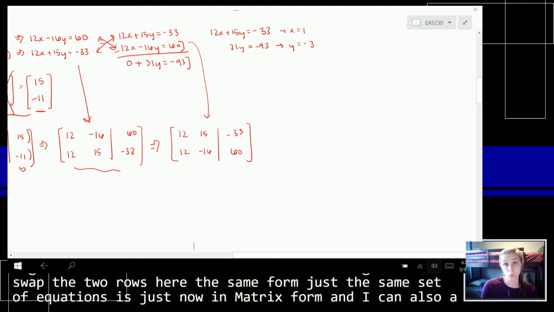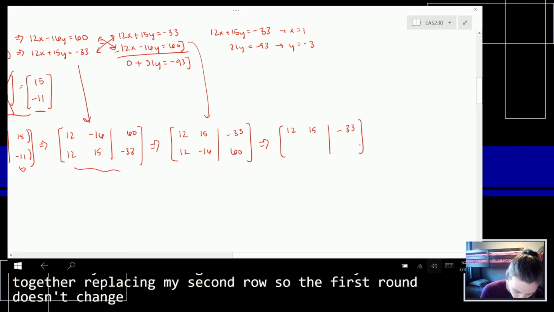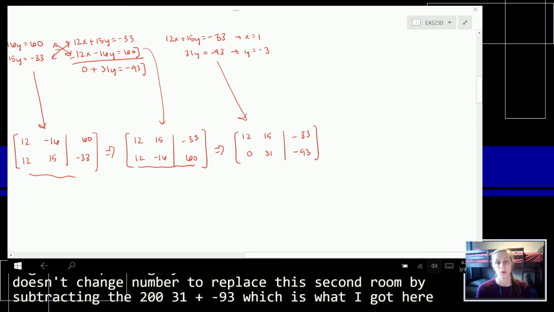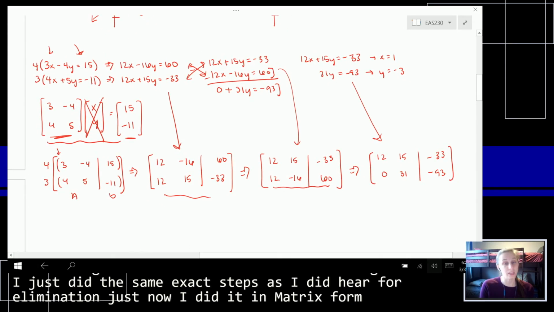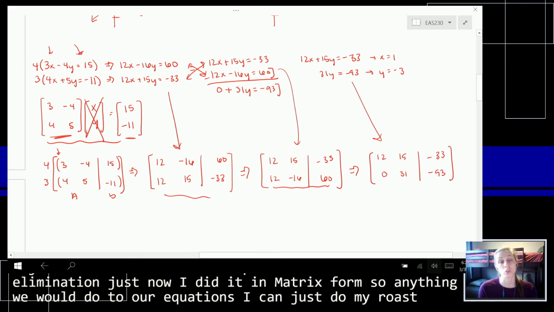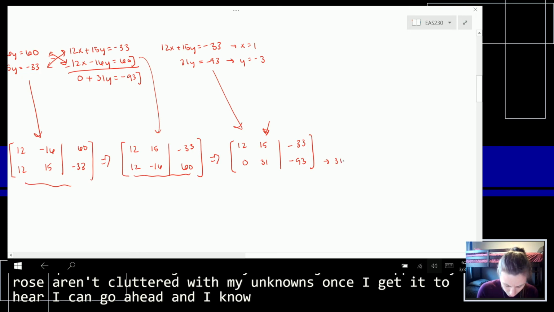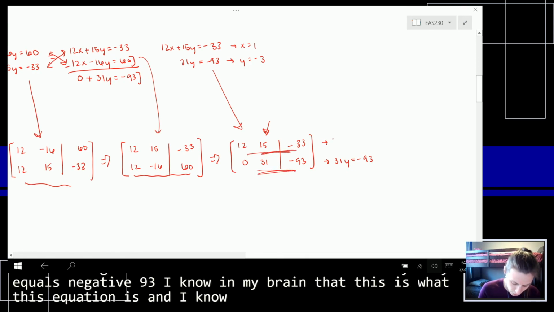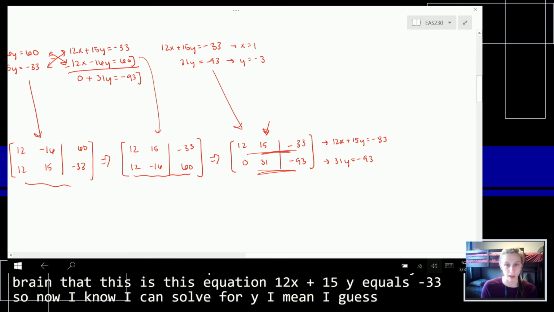And I can also add my two rows together, or subtract my two rows together, replacing my second row. So the first row doesn't change. Now I'm going to replace this second row by subtracting the two. So 0, 31, and negative 93, which is what I got here. So I just did the same exact steps as I did here for elimination. Just now I did it in matrix form. So anything we would do to our equations, I can just do to my rows. It just so happens my rows aren't cluttered with my unknowns. Once I get it to here, I know that this is really 31y equals negative 93. I know in my brain that this is what this equation is. And I know in my brain that this is this equation, 12x plus 15y equals negative 33. So now I know I can solve for y, it's going to be negative 3, and I can solve for x, which would be 1.